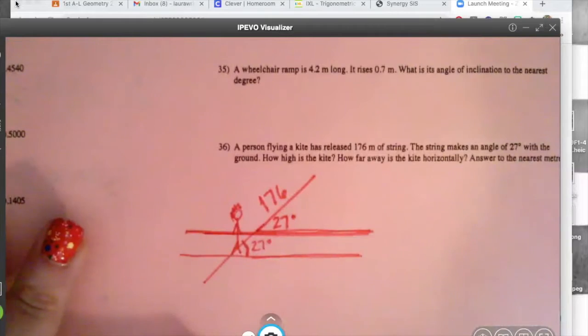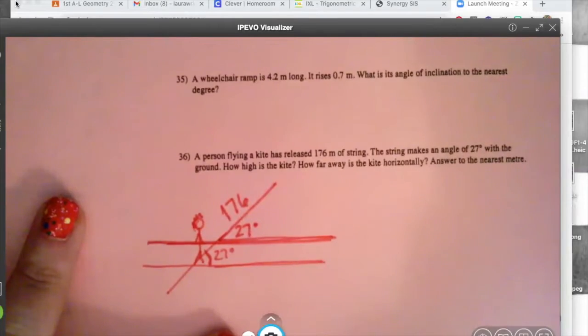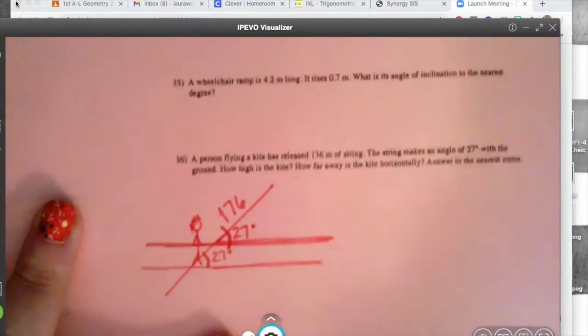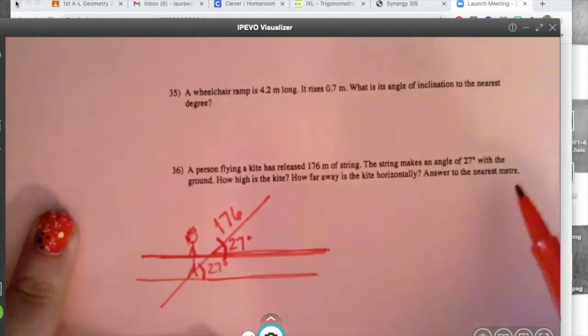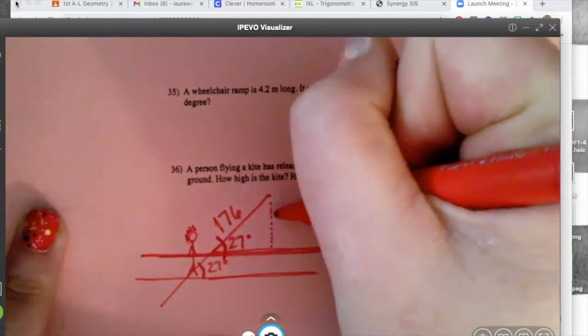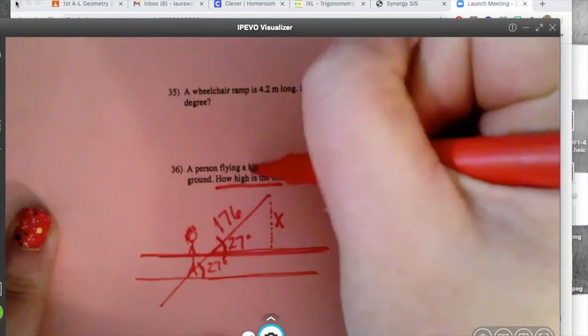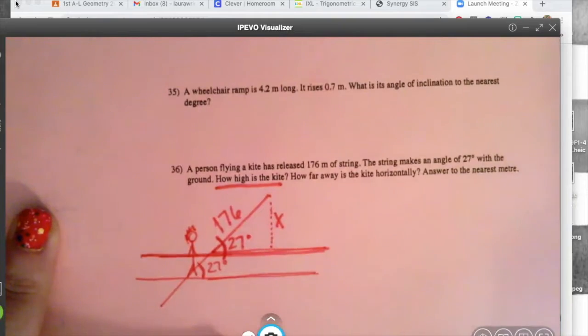Okay, so don't get hung up on the fact that the person's not like laying down on their back flying a kite. Of course, I guess they could be. I don't know, doesn't say. Don't overthink that. So this angle is 27 degrees. And it says, how high is the kite? So that is this line right there. That's going to be our x. Let's solve that first before we go with the other part.